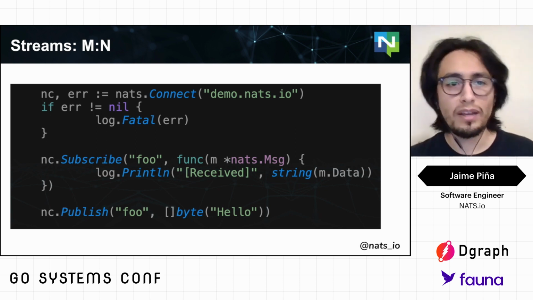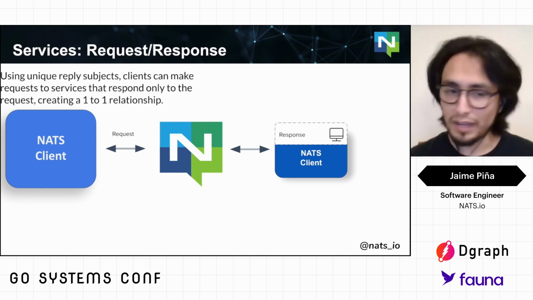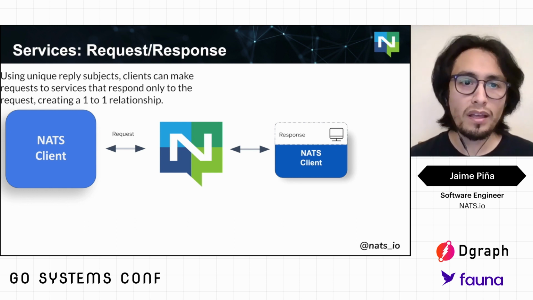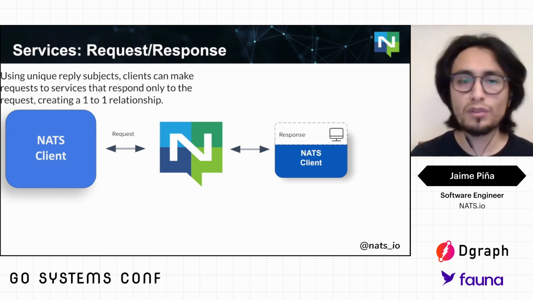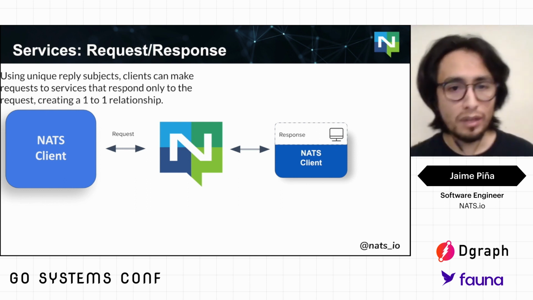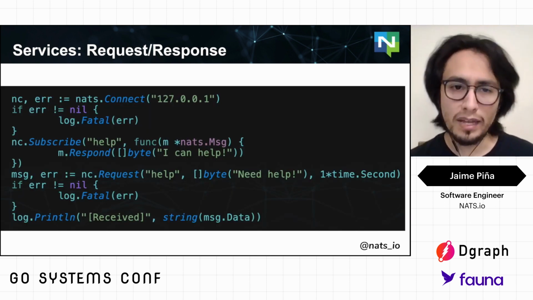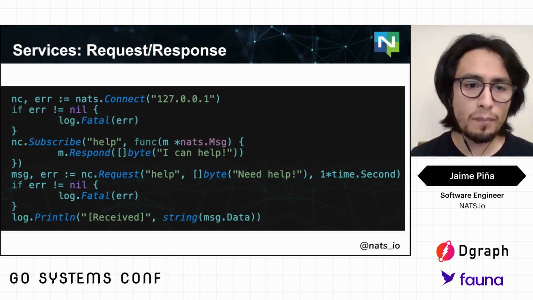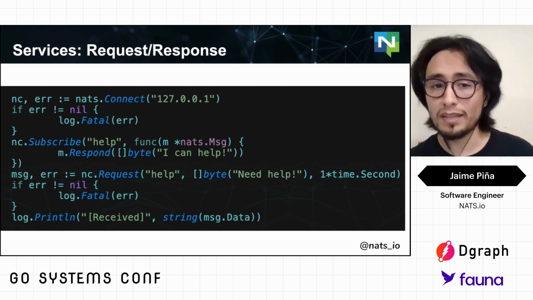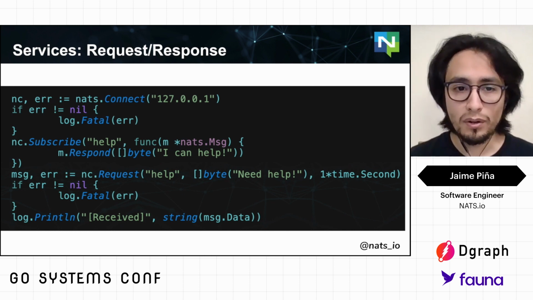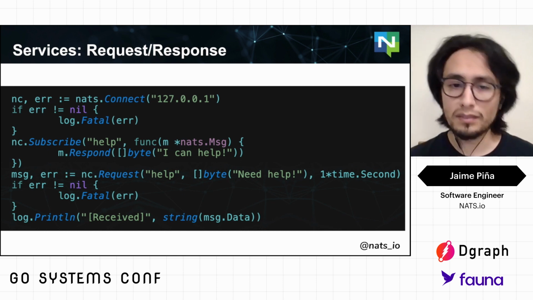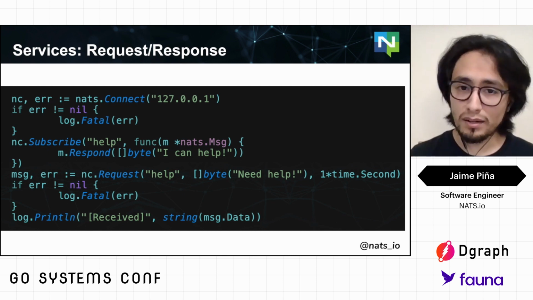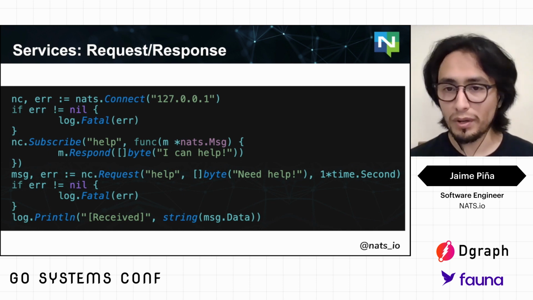On the other hand, we have services, and again, we're probably used to this more. Just like HTTP, you send a request, you wait, and you get a response. So this creates a one-to-one relationship. The code for this is pretty similar. Again, we start by connecting to the NATS server, and then we can subscribe, or in this case, request instead of publish. If we look at that request line, we see nc.request help. Help is the subject that we're sending a request on, and need help is the payload for our request. We also have a timeout there of 1 second.